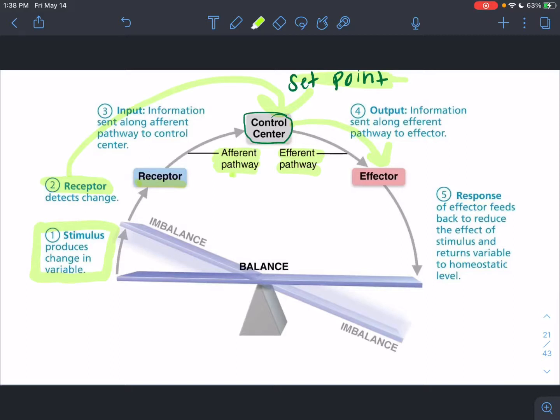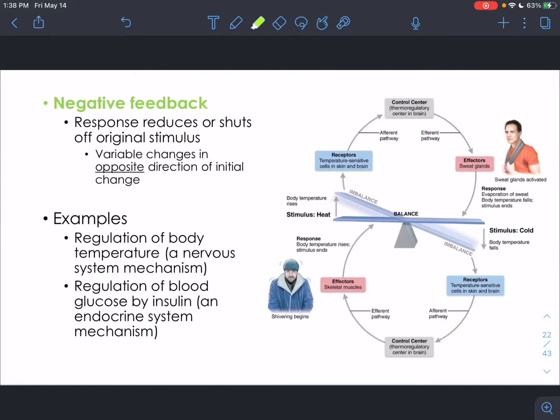Sends that information through the efferent pathway to your effector, and your effector makes some sort of change in your body. Okay? And again, this change by the effector can either be positive feedback or negative feedback, which we'll talk about right now. So negative feedback, again, is going to reduce or shut off your original stimulus. Okay, so the variable changes in the opposite direction of your initial change.